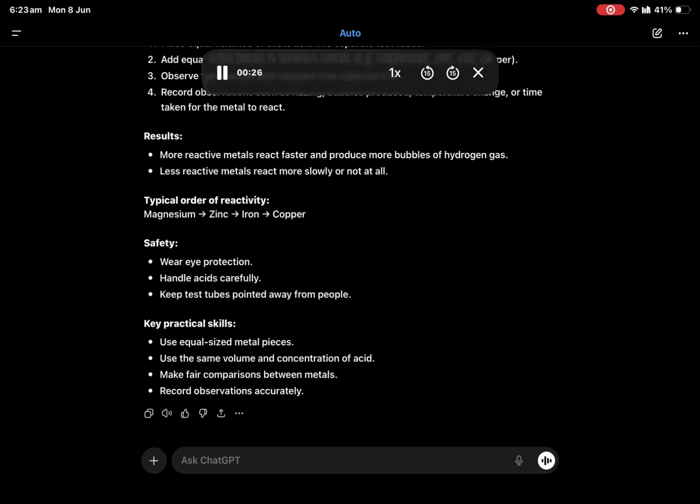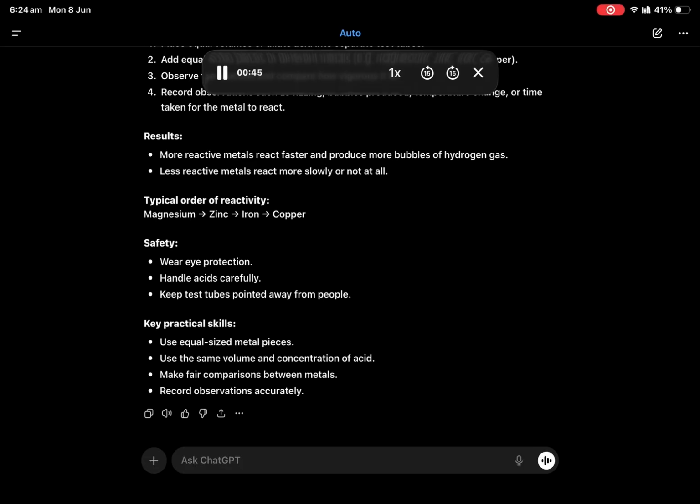Results: more reactive metals react faster and produce more bubbles of hydrogen gas. Less reactive metals react more slowly or not at all. Typical order of reactivity: magnesium, zinc, iron, copper. Safety: wear eye protection. Handle acids carefully. Keep test tubes pointed away from people.